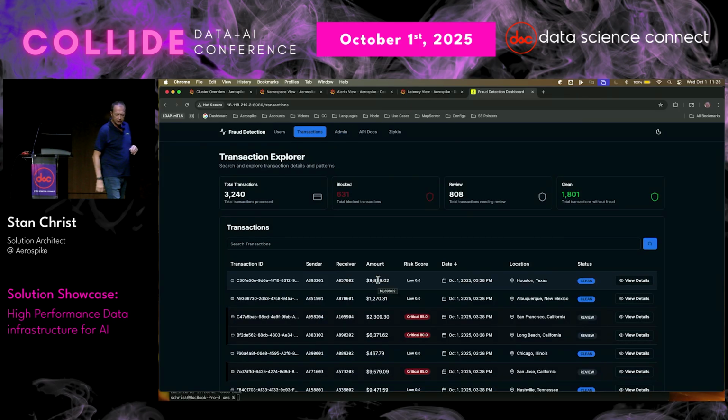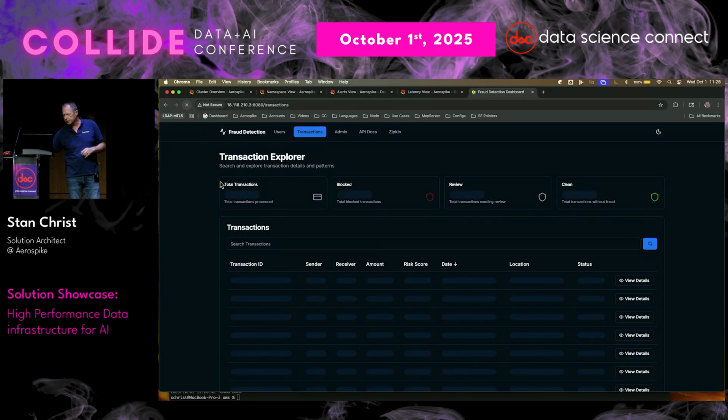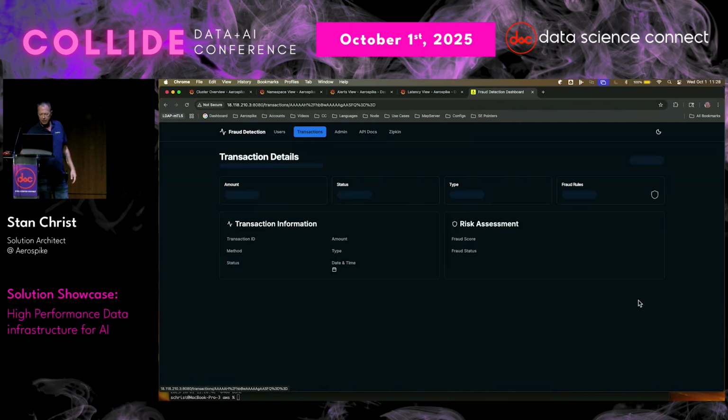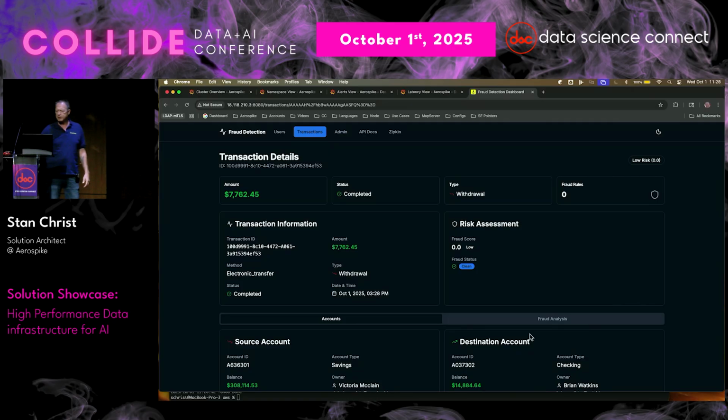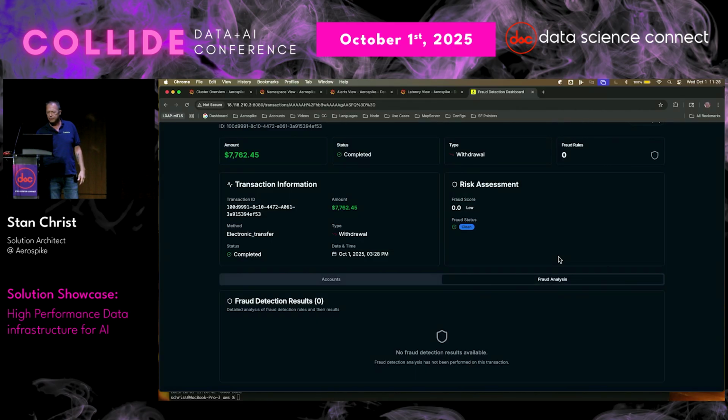We've got some transactions that are happening. There's 3,200 now that have happened so far. Let me refresh this page. I'll see some more going on. They continue to go through. Notice that there are some getting flagged here. Okay, this one is blocked. This one's clear. Let's take a look at it real quick. Look into this particular transaction that's going on. This is going from Victoria McLean to Brian Watkins. Looks all good, fine and good. There's no fraudulent information in there.